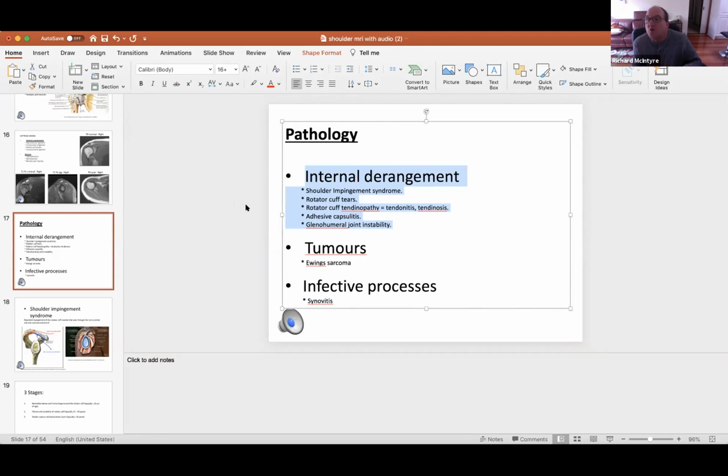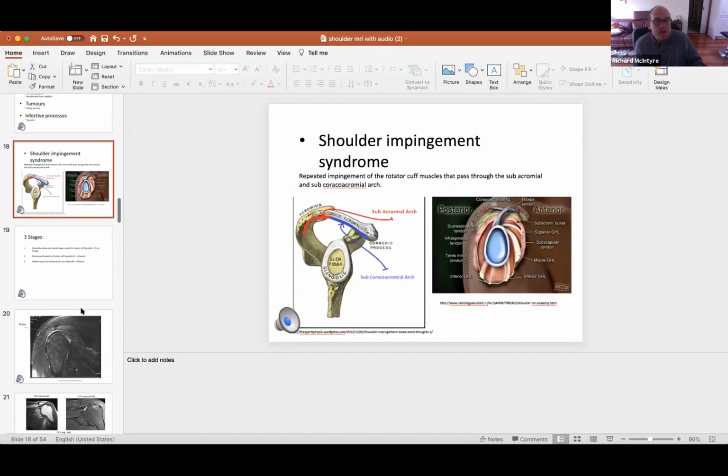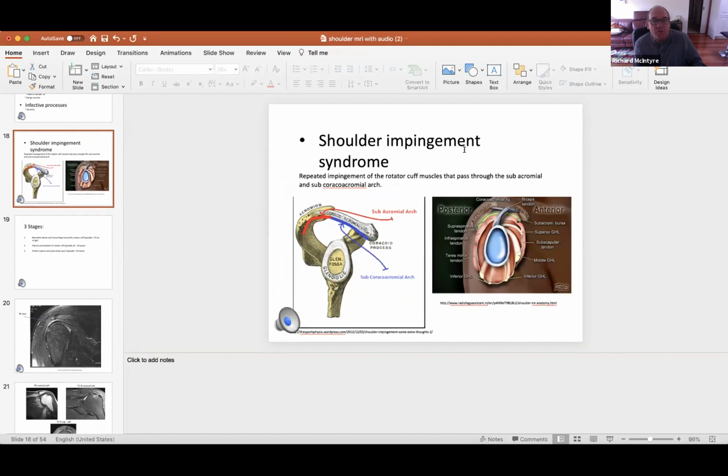If you have a trauma to the joint, or mechanical damage, that is the true definition. If you have mechanical damage to a joint, then that's what's called internal derangement of a joint, as opposed to tumours or infective processes in a joint. These are going to have different sequences that we're probably going to discuss next time. So shoulder impingement syndrome is the first syndrome.